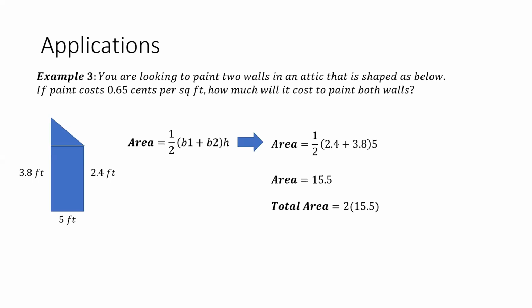But that's only the area of one wall. Like I said, the question tells us that we are dealing with two walls of this type. So we have to multiply that area times 2. That gets me 31 feet squared, and that's my total area. Then we have to think a little bit, because I want to figure out how much it's going to cost me to paint both of these walls. I know paint costs 0.65 per square foot. So I take my total area, multiply it by the cost of my paint, and I know that it's going to cost me a total of $20.15 to paint it.